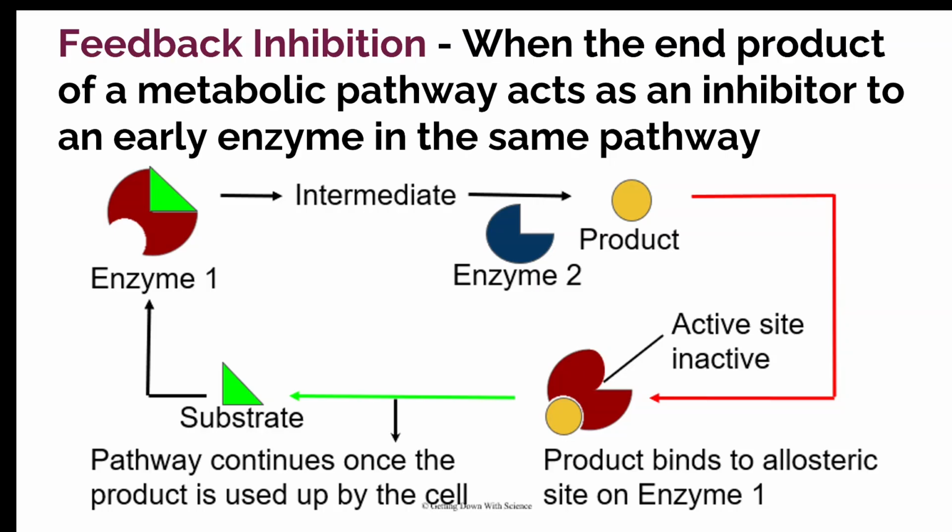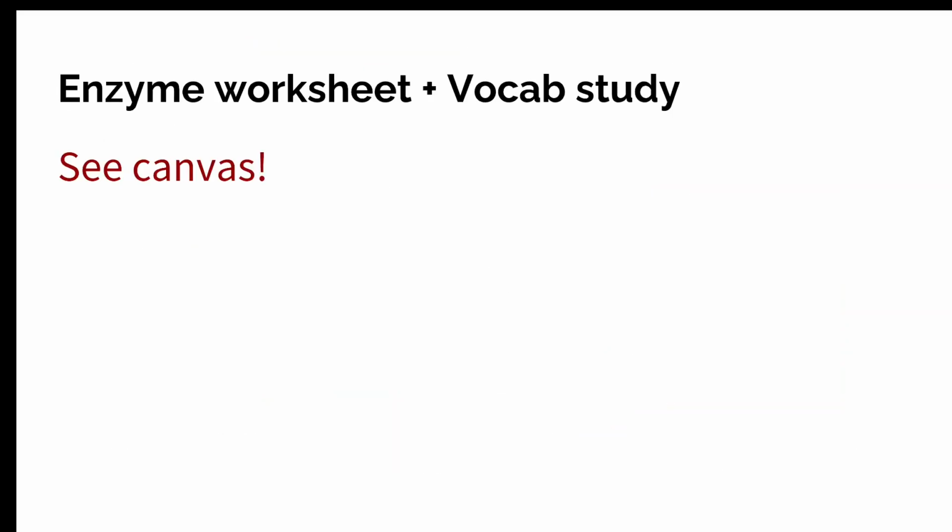So in this way, if we make the allosteric site the same shape as the product and it kind of fits there, then the product itself can be the regulatory thing to make sure that the enzyme's not making too much of it. All right, and that concludes our discussion on enzymes.